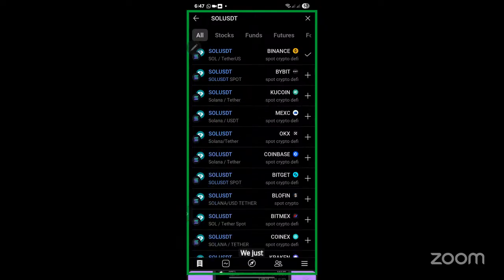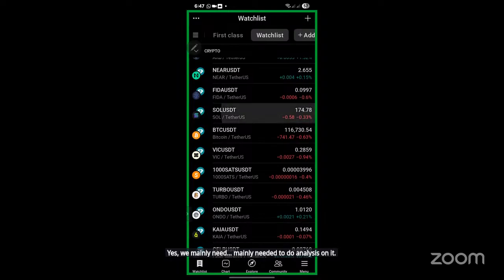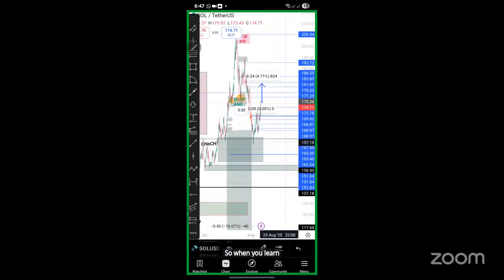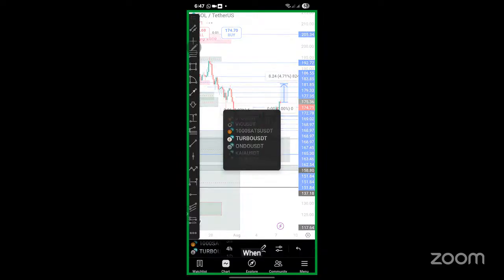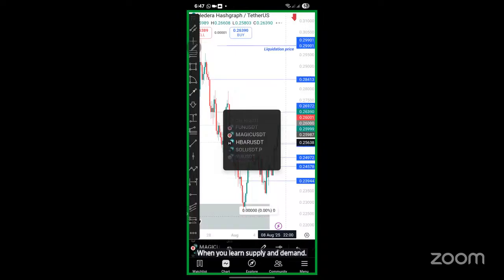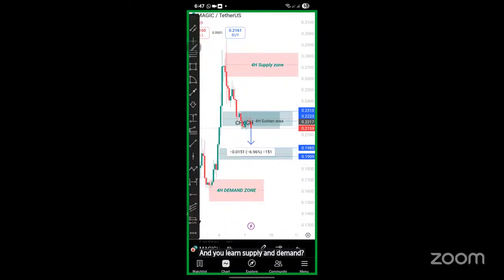We mainly need to do analysis on it. So Solana here, you can see already, it is at 74. When you learn supply and demand, this coin is going down.